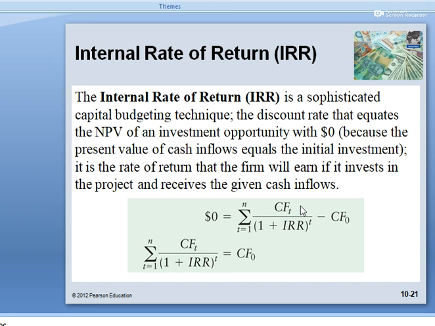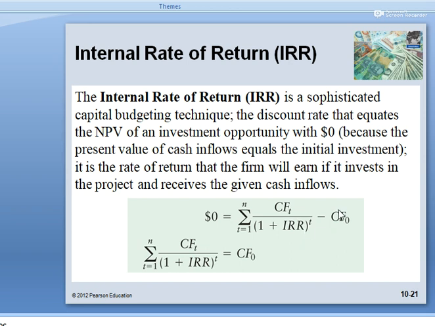So, what is IRR? IRR is the discount rate that sets the NPV of an investment opportunity equal to zero. We know this is the formula for NPV: CFT divided by 1 plus discount rate to the power time, minus CF0, that is the initial investment. Because the IRR is used as the discount rate, the NPV will be zero. So IRR is such a discount rate at which the NPV of the project will be equal to zero.